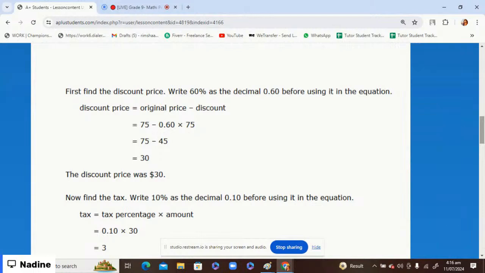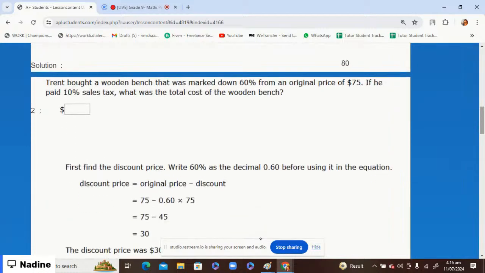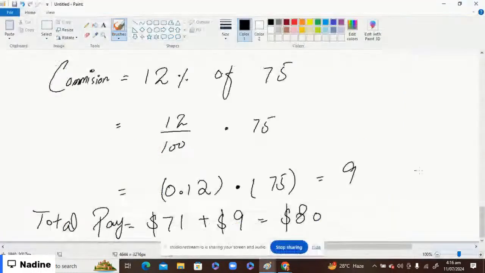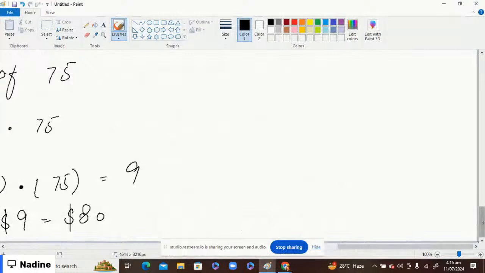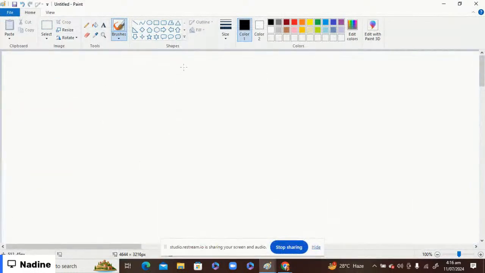So what is the discount price? Your discount price is original price minus discount. First of all, you are going to find the discount. How to find the discount? Discount is 60% of 75. Let's find the discount first. 60% of 75. This is your discount.